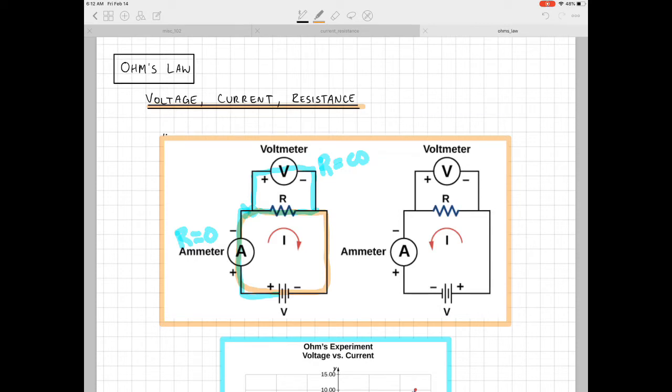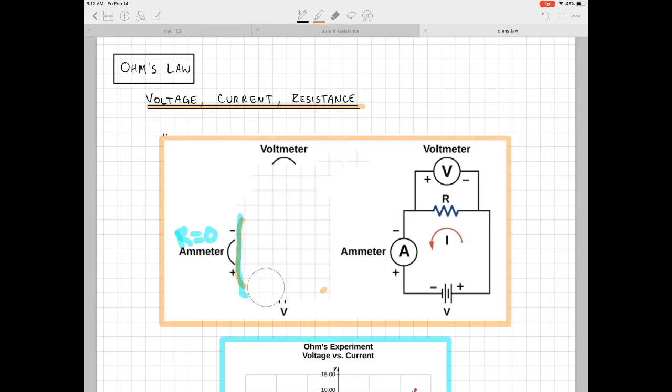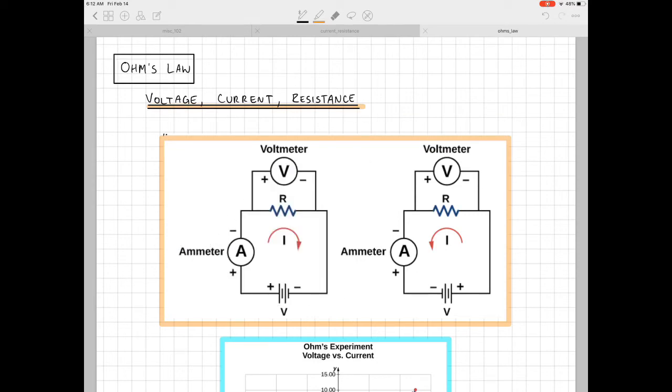So all of that to say that Ohm set up this experiment where he had a battery hooked up to a resistor, and he did this twice. He had the battery hooked up so that current would flow clockwise, and then he switched the direction so that current would flow counterclockwise.